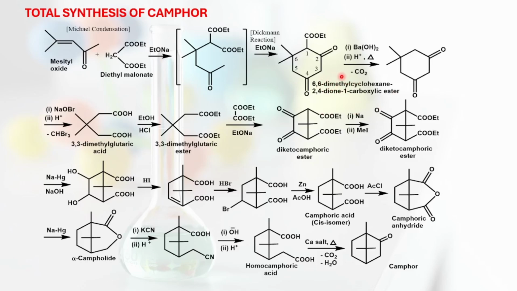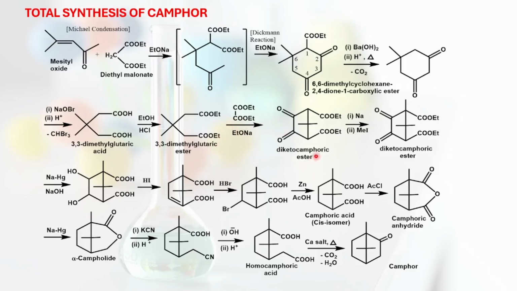When this compound is treated with barium hydroxide and acid hydrolysis takes place, after the removal of carbon dioxide, we will get a cyclic diketone. Further, this compound is treated with sodium hypobromite and acid, and after the removal of tribromomethane, we will get 3,3-dimethyl glutaric acid. Here is the compound. Further, esterification gives the ester of 3,3-dimethyl glutaric acid.